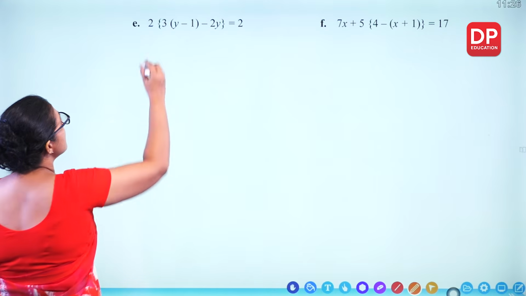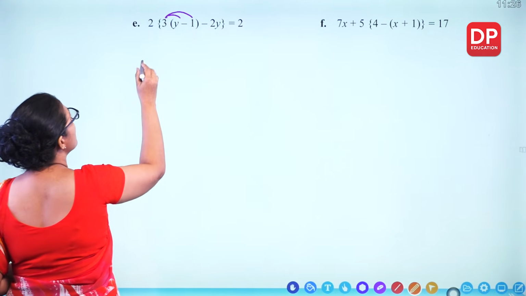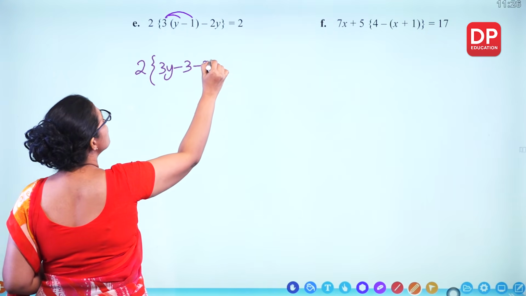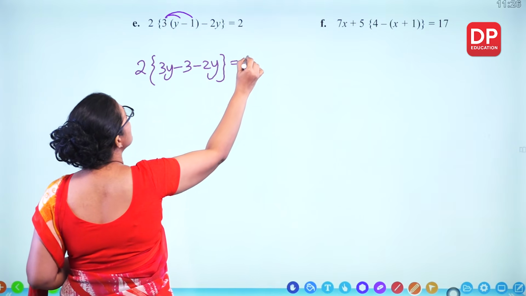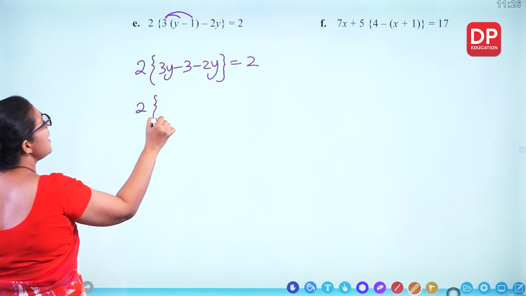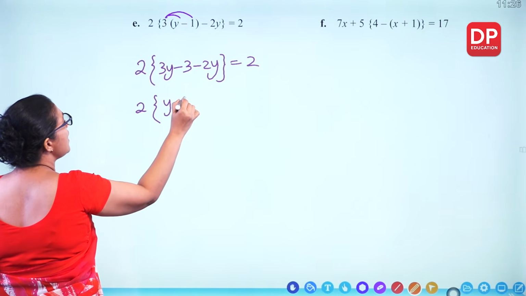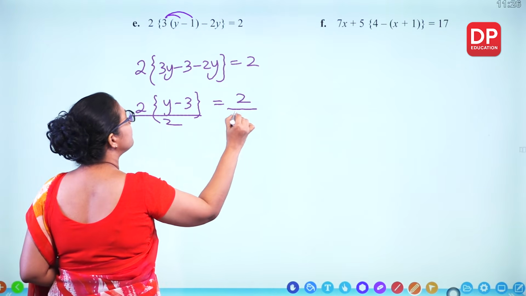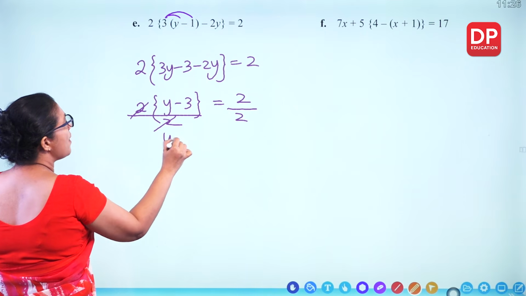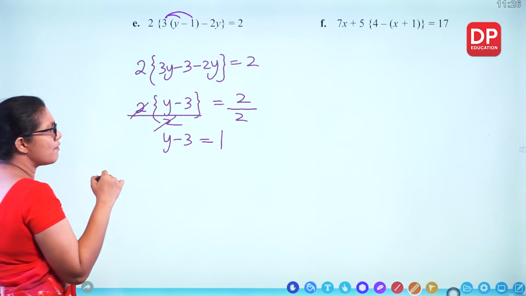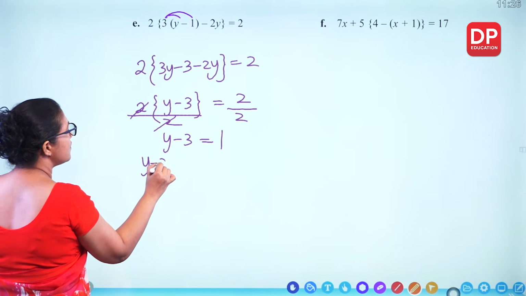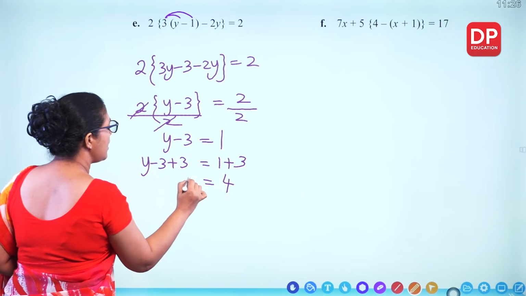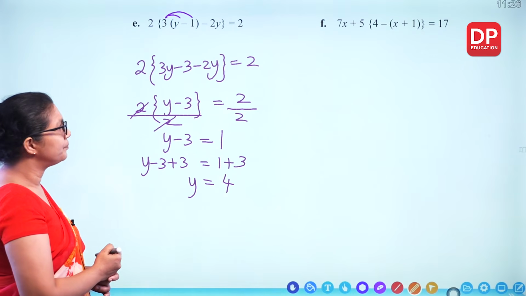This one, there's a bracket here. First expand this one. 2 times (3y minus 3 minus 2y) equals 2. Then simplify inside. 3y minus 2y, y minus 3. Now you can divide this by 2. y minus 3 becomes 1, 2 divided by 2. Now add 3 to both sides. You get y equals 4.